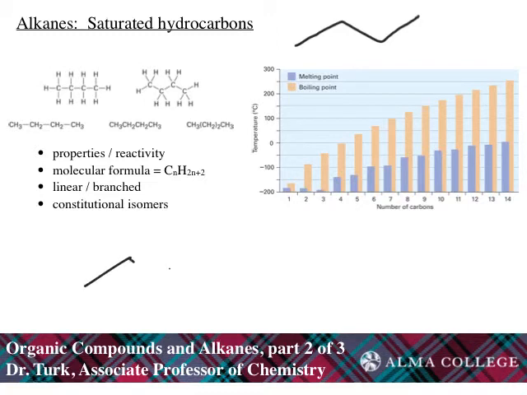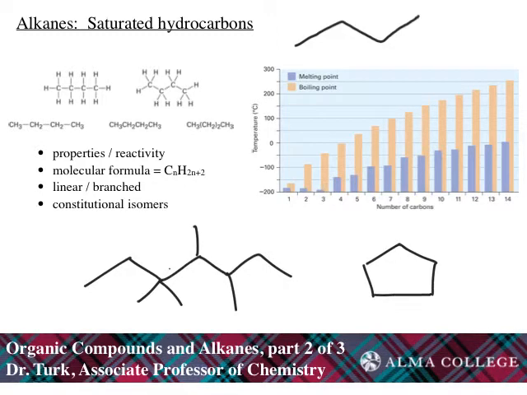Alkanes can be linear in this fashion. They can also be branched by adding additional hydrocarbon attachments. And one thing I didn't write here is they can be cyclic. For example, this 5-membered alkane.